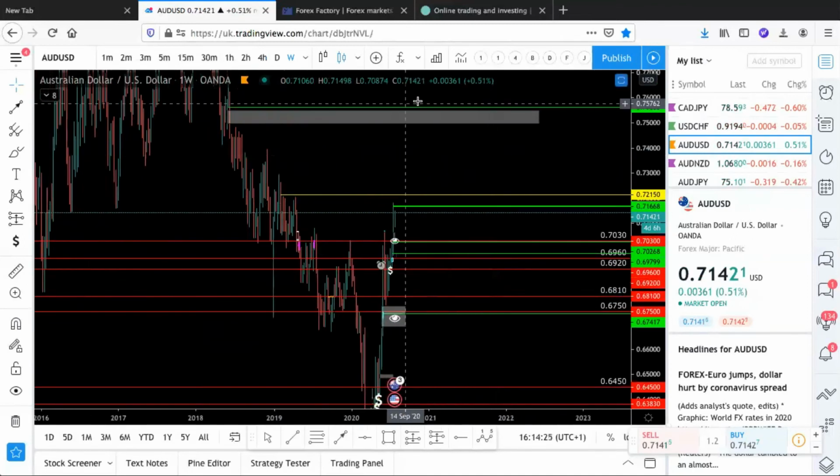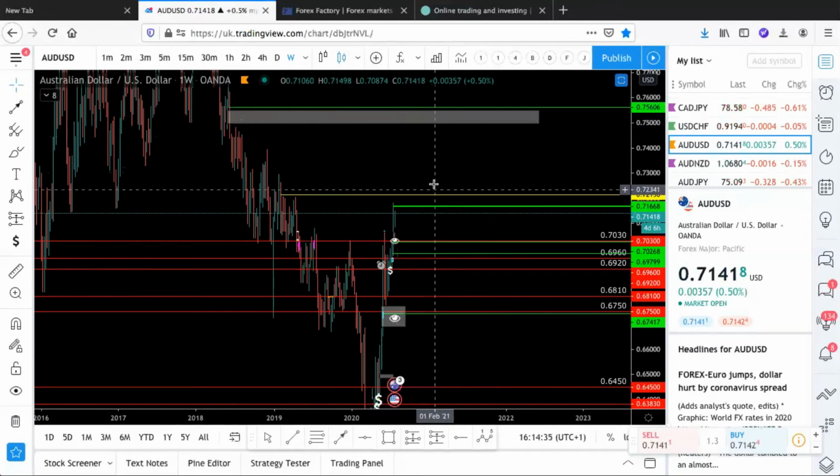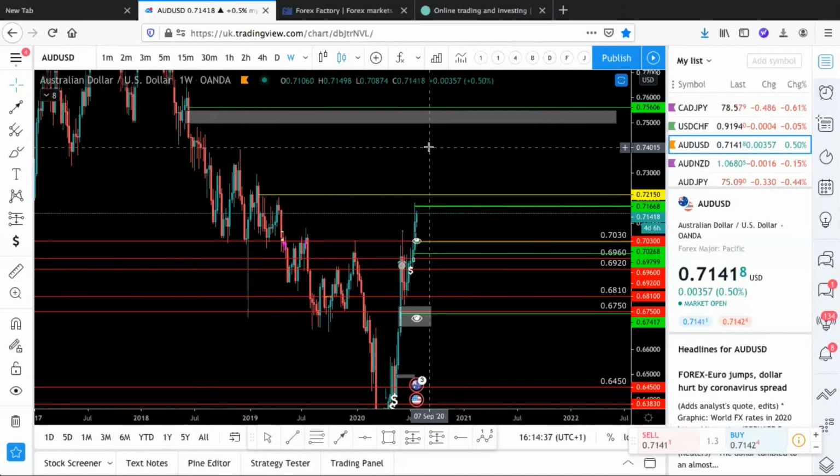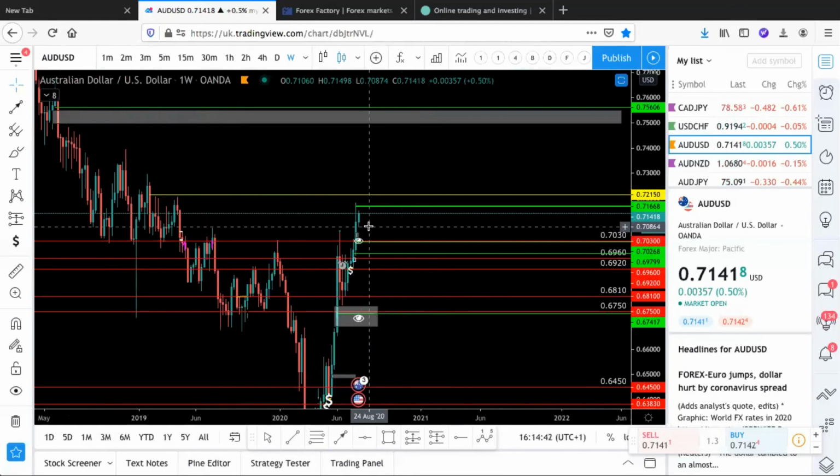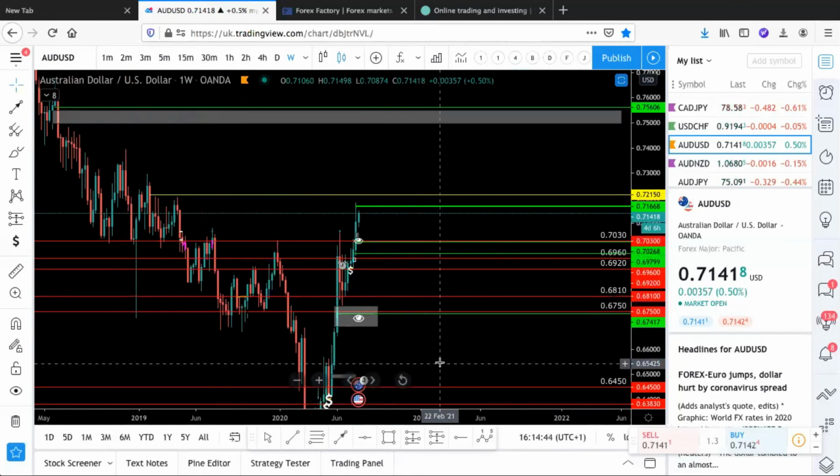So we have just targeted up here on the weekly. We don't know what's going to happen next because it's all based on the dollar index. If the dollar index reverses, maybe we won't be able to get here. But suppose the dollar index gives us a reversal opportunity, we could see bearishness on AUDUSD.